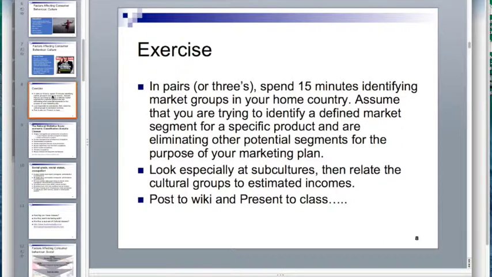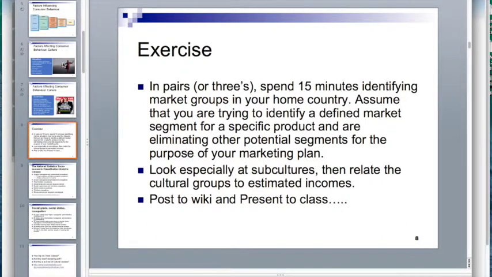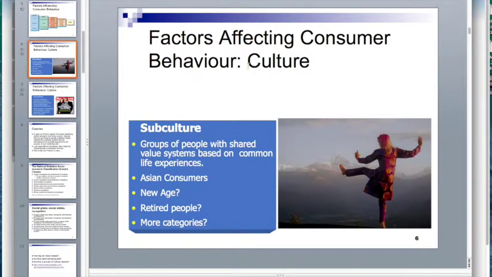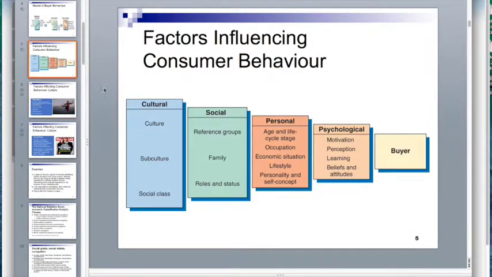So in pairs or threes, you will spend 15 minutes, maybe 20 minutes, identifying market groups in your home country. So market groups, this will mean such things as segments of the market. It might be a little bit of subculture groups. It might be a little bit of the cultural and the social areas here.